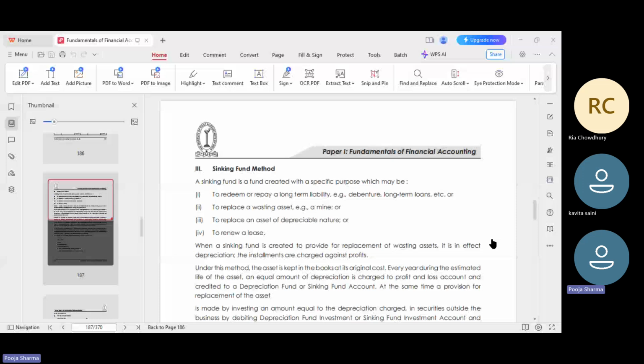Now we will discuss the book value of assets. In this method, the book value will be kept in the books of account at its original cost, not depreciated cost. For example, we have purchased a machine for 80,000, so we will keep it at rupees 80,000 as the opening balance. Every year, the amount of depreciation that we calculate is charged to the P&L account as an expense and credited to the depreciation fund or sinking fund account at the same time.